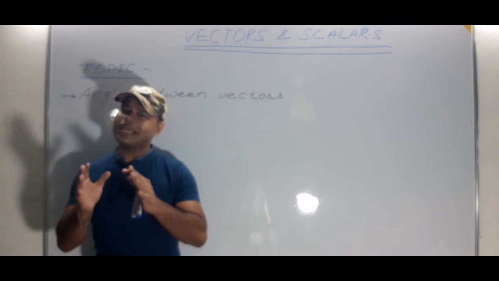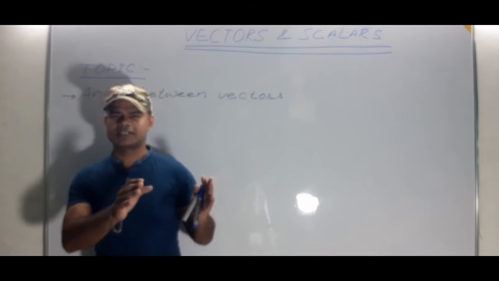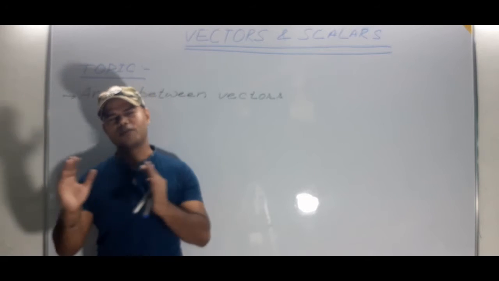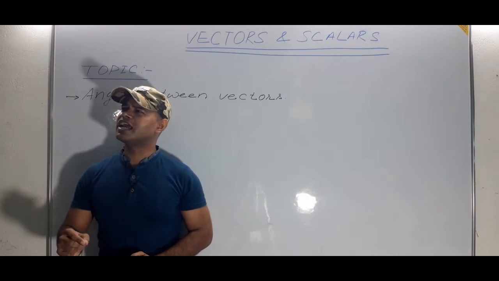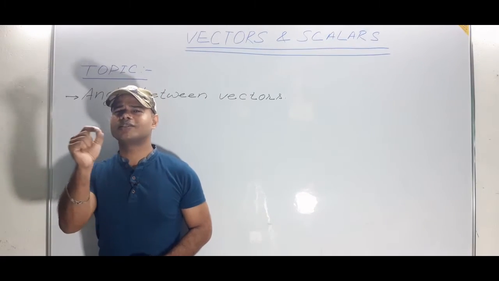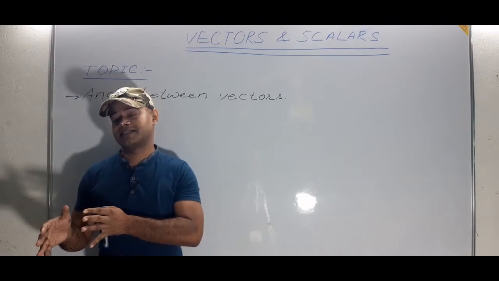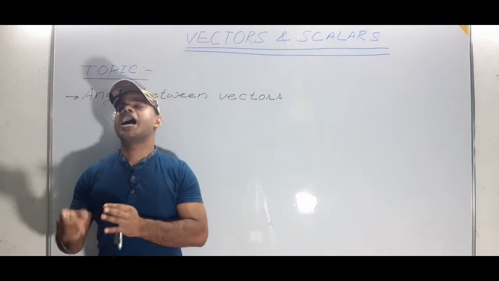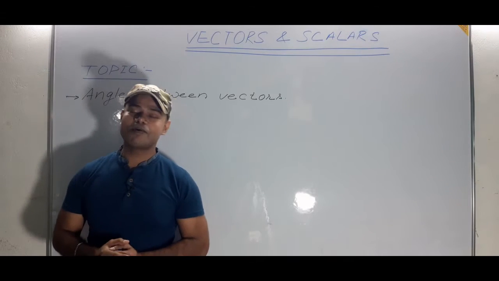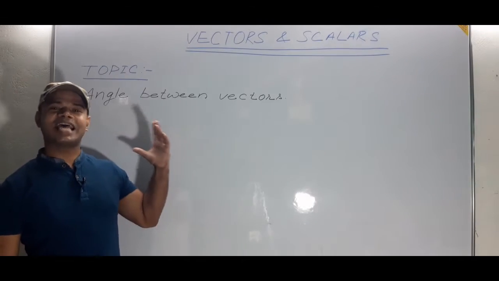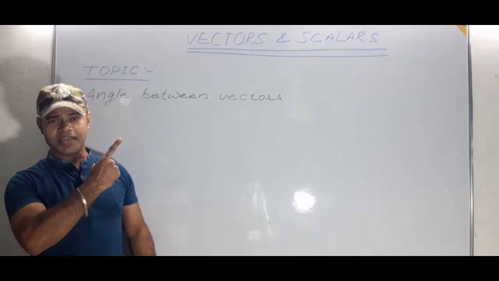If you exclude heat and thermodynamics and some portion of modern physics, then I think in every other chapter, in one question or the other, you will be required to use the concept of angle between vectors. And if this concept is not clear, I am 100% sure you are going to get a wrong answer. So it's important to understand this topic. Without wasting any time, let's begin.